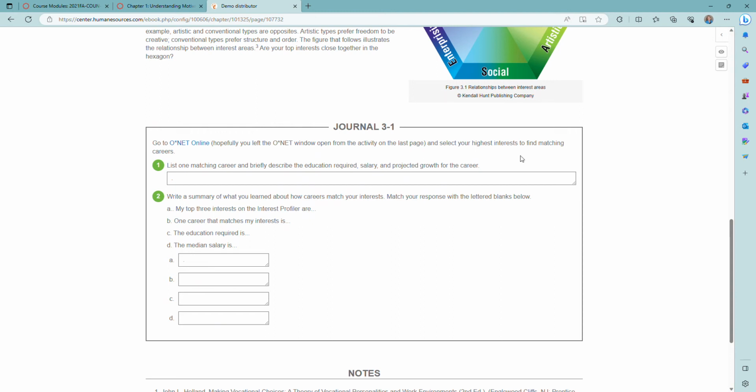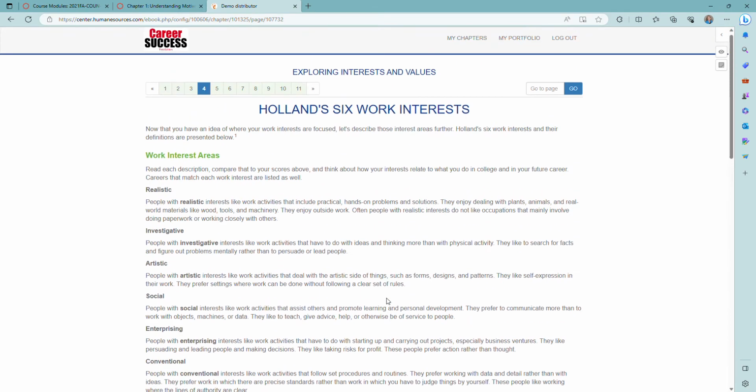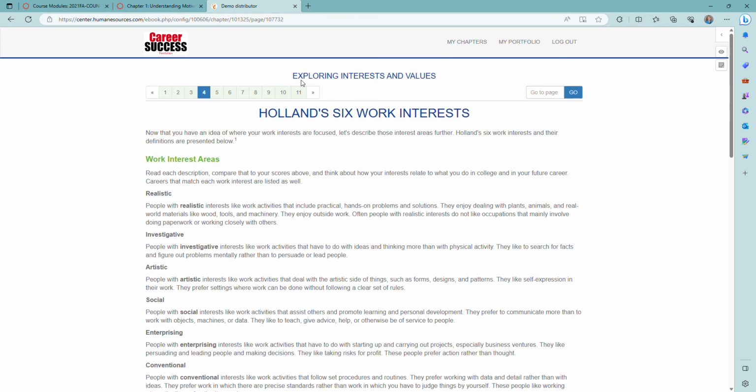List one matching career and briefly describe the education required, salary, and projected growth for this career based on your O-Net results. Write a summary of what you've learned about how careers match your interests. So my 3 top interests on the interest profiler are: one career that matches my interest is, the education required is, the median salary is. Students write their answers in the blanks here, which you can view online.